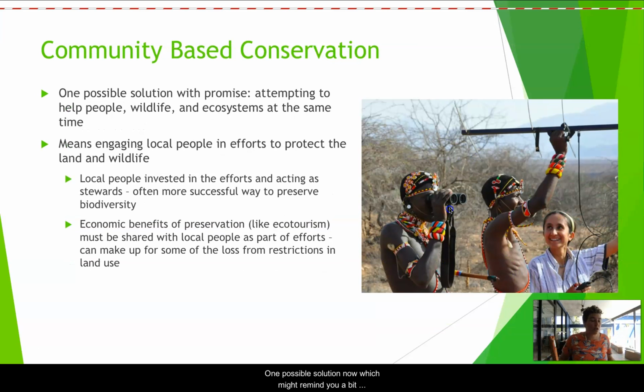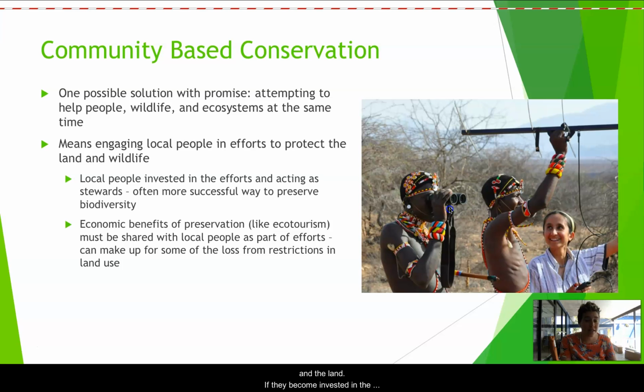One possible solution, though, which might remind you a bit of commons management, is the idea of community-based conservation. So the promise here is that if we can help people and wildlife and ecosystems at the same time, we might be able to do that by engaging local people in the effort to protect the wildlife and the land.